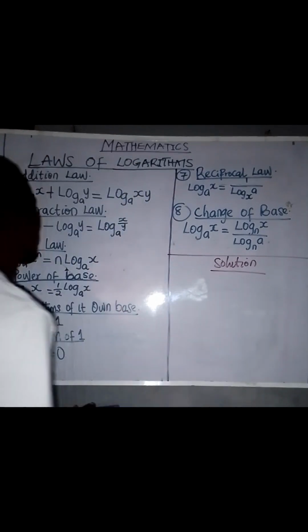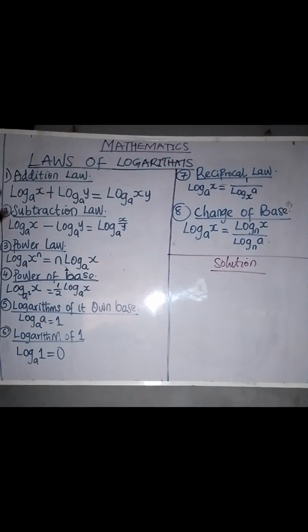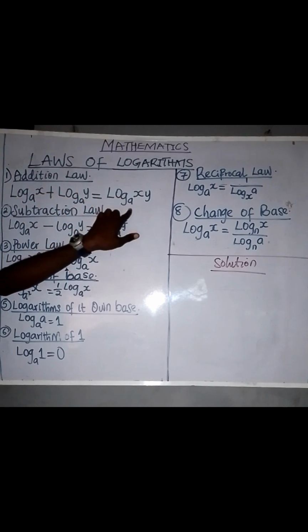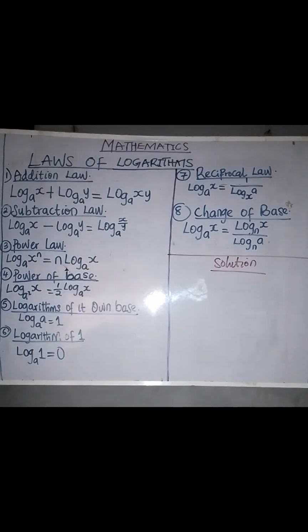The first law here is the addition law. It says log a x plus log a y equals log a xy. This simply means when you are adding logs of the same base, you multiply the numbers.